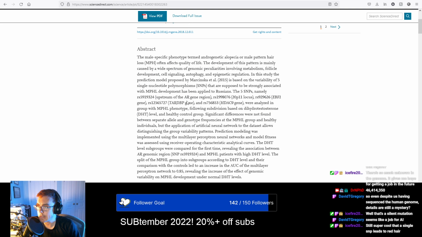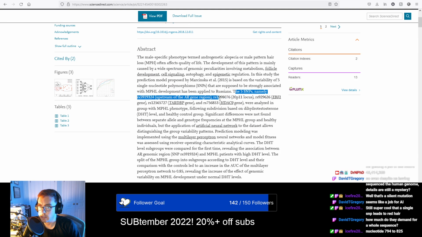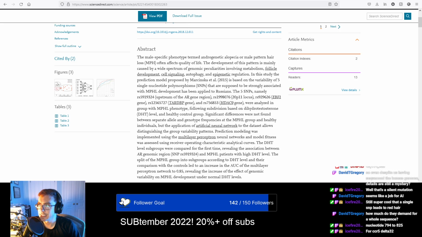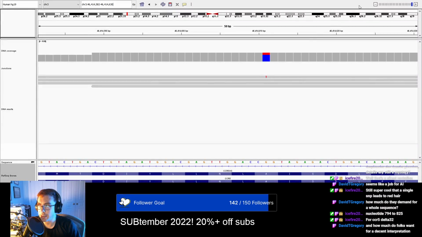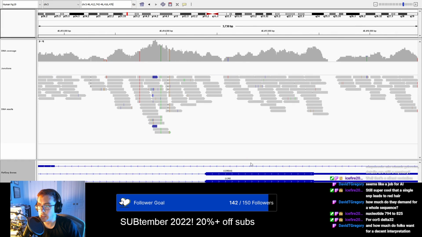Let's see. Oh, nucleotide 794 to 825. Okay. Now, does that mean from the start of the gene body, the start of the open reading frame?